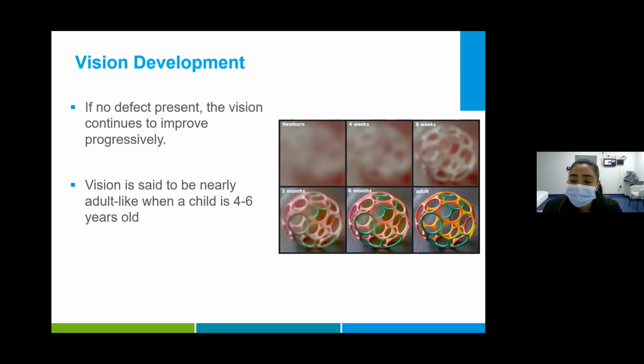You can see in the image here how the vision is becoming clearer as a child is developing, as well as the color vision coming in as well. So if there are no defects present in the visual system, the vision can continue to improve progressively. And when a child is around 4 to 6 years old, that's when they say the vision is nearly adult-like.